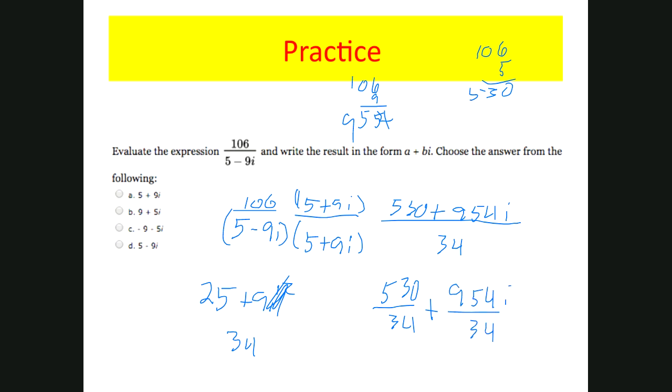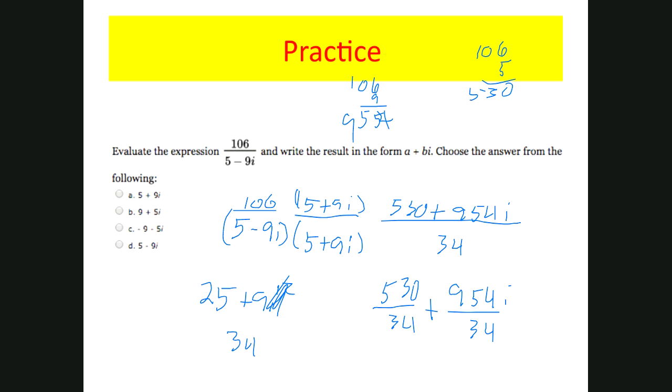I don't have my calculator. I do have a calculator out here. Okay, so I'm going to do this out. I've got 530 divided by 34. I hope that's right. That doesn't seem right. Let's take a look here. Nope. Let me see if I multiplied this wrong up here. 106 times 5, that's 530. Did I mess up down at the bottom?